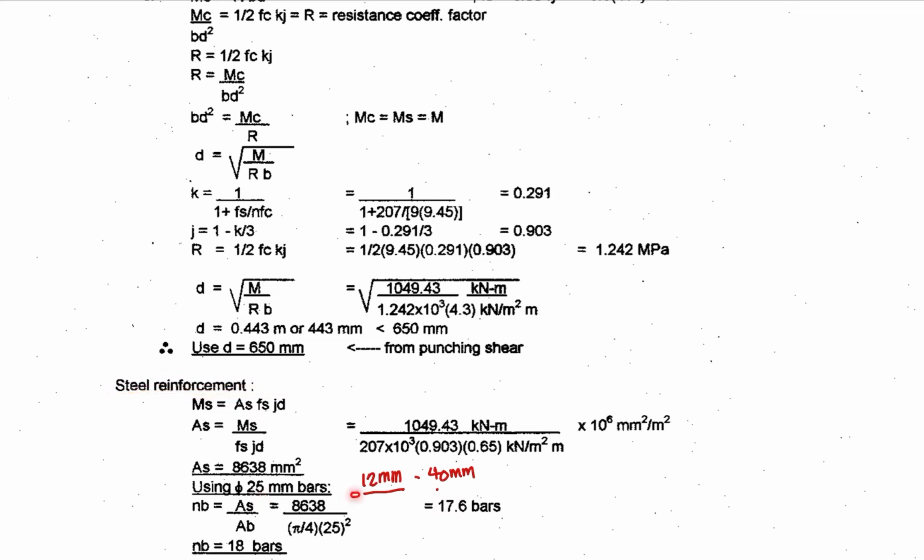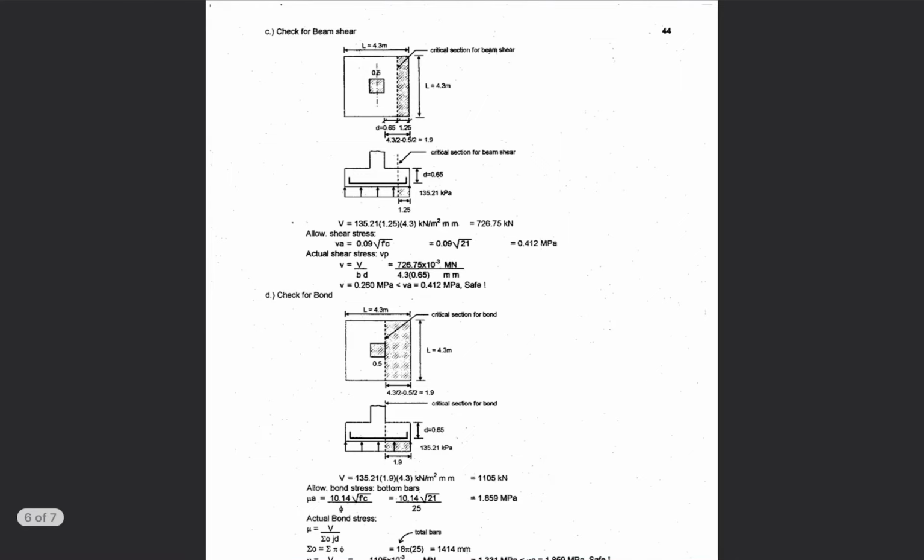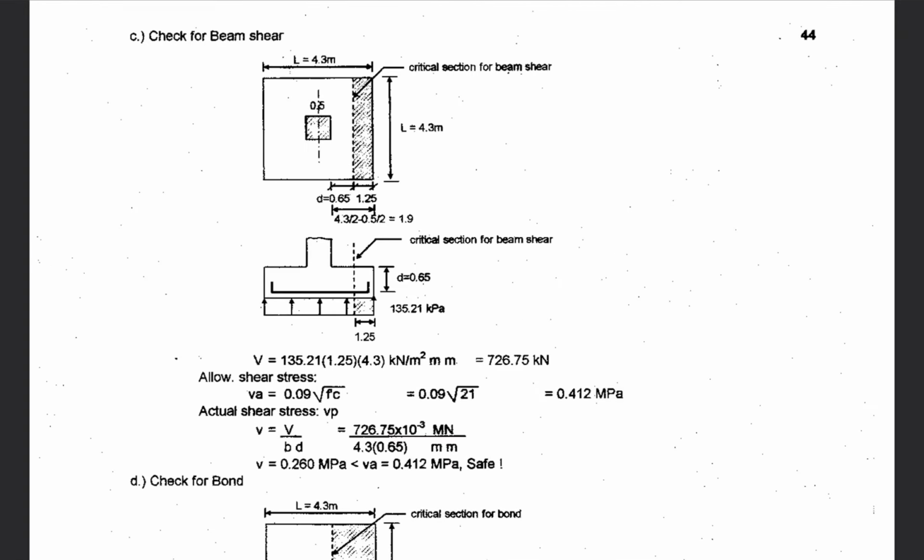If the steel reinforcement or the bar diameter is not given in the problem, in this case you will use the 25 mm bars. So you have now the number of bars equal to 18, or that is 17.6. But for number of bars, it should always round up, always round up to a whole number. Okay, so therefore you will use 18 25 mm bars both ways, since this is a square footing.